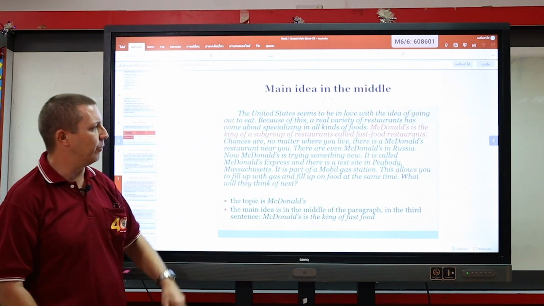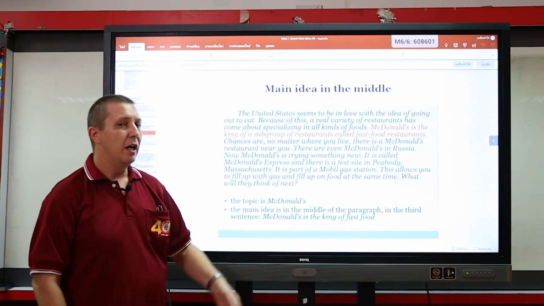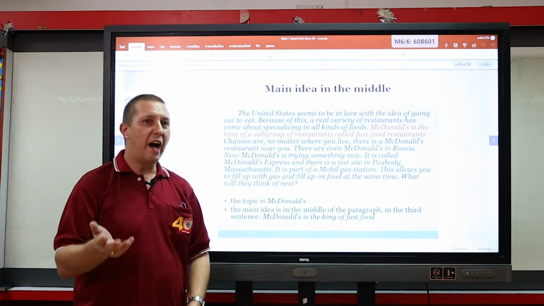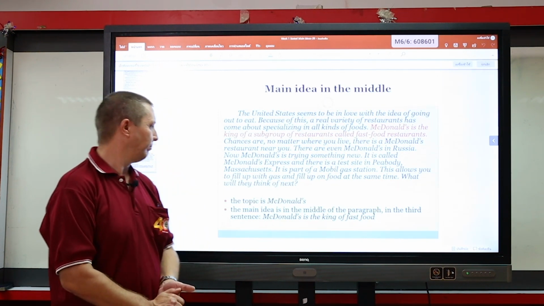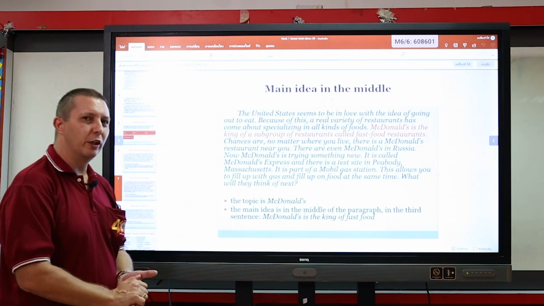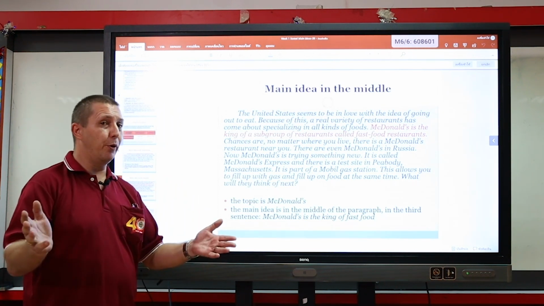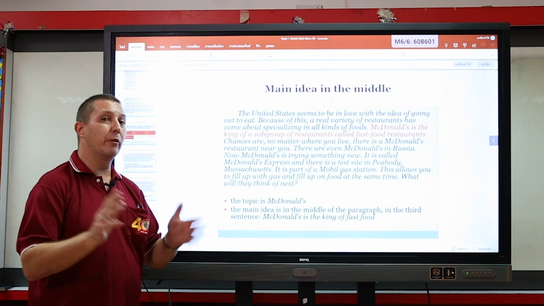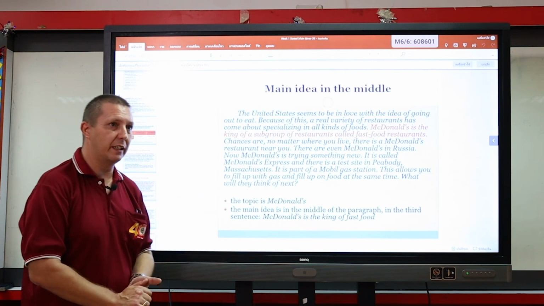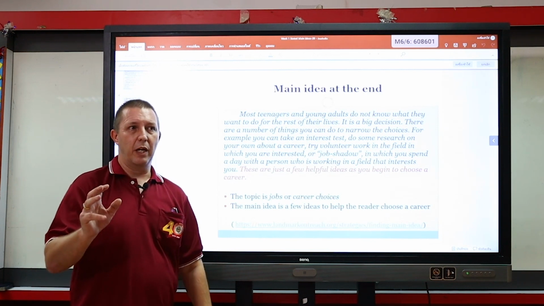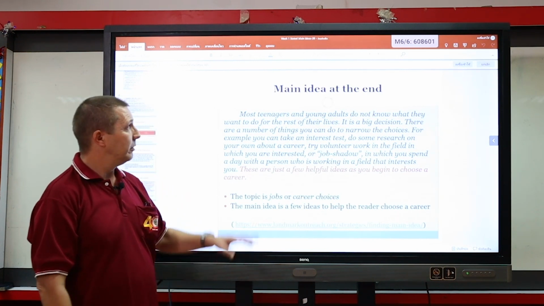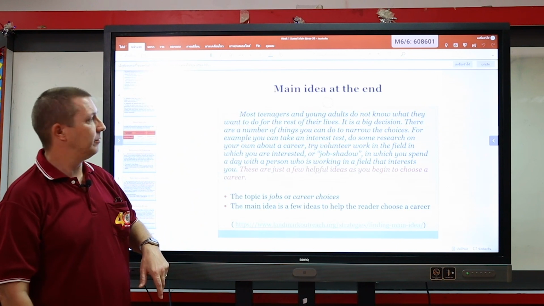Main ideas in the middle. All of the other details are supporting why McDonald's is the king, the best. So you can take a look in your own time. The PowerPoint will be available for you to download and look because there are exercises later. Let's look at the last one. The last one is the main idea at the end.